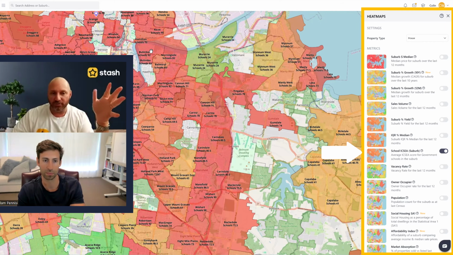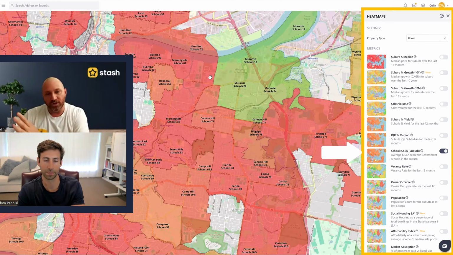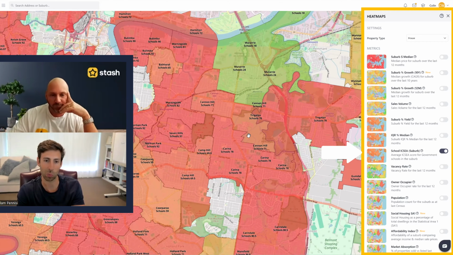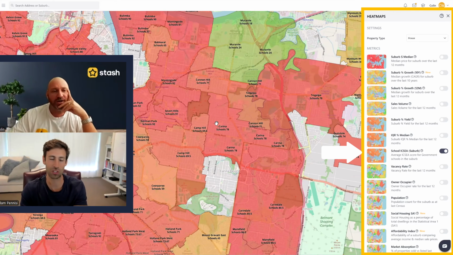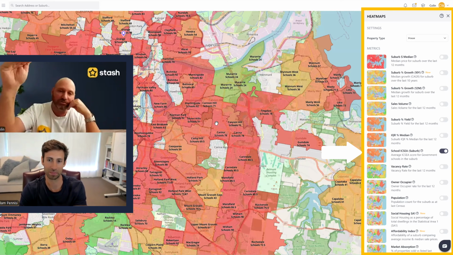You've got Bulimba, the state schools basically in the top 10%. And then you go a couple of suburbs over, you're in the bottom 20. Okay, so green's bad in this one. So red's good, green's bad. You might not use it for suburb identification, but if you are picking between 2 suburbs or 5 suburbs, that might be just a data point you'd bring in to lean one way or the other.